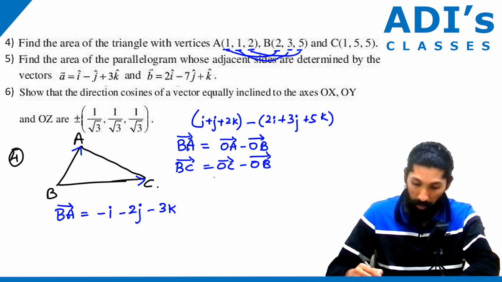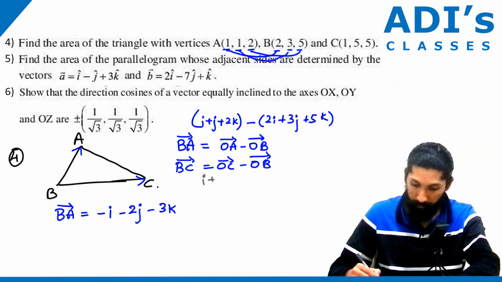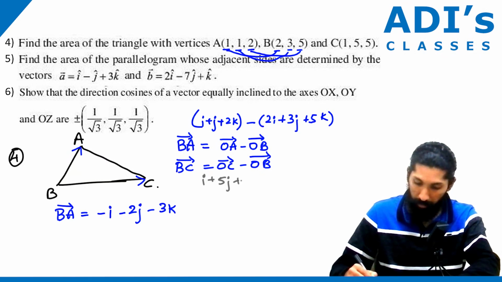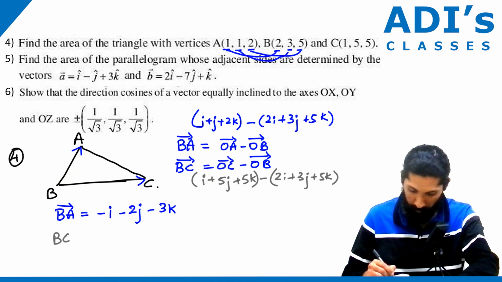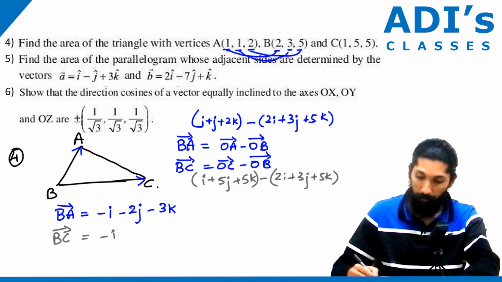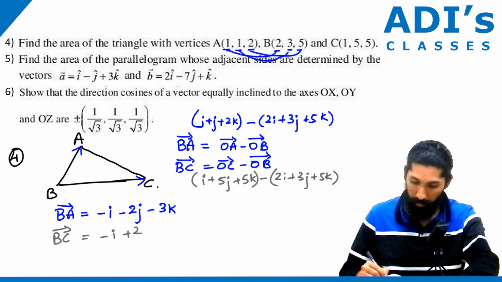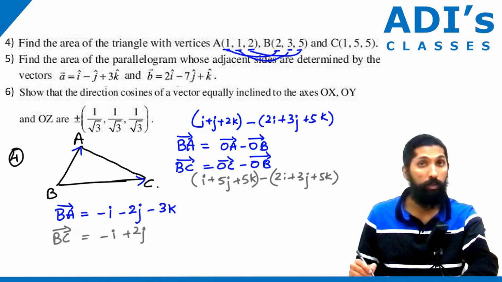What is OC? I plus 5J plus 5K minus of 2I plus 3J plus 5K. We got this? So that means here BC is equal to I minus this one. This is going to become minus I. 5J minus this is plus 2J. 5K minus 5K is 0, nothing else. So we got what is BA and we got what is BC.